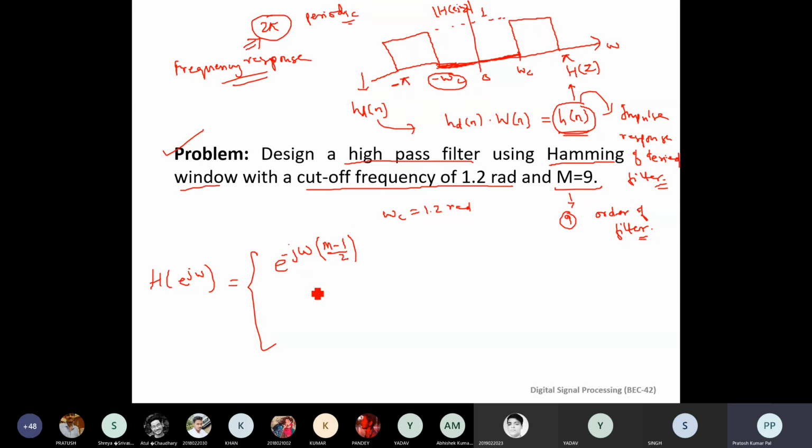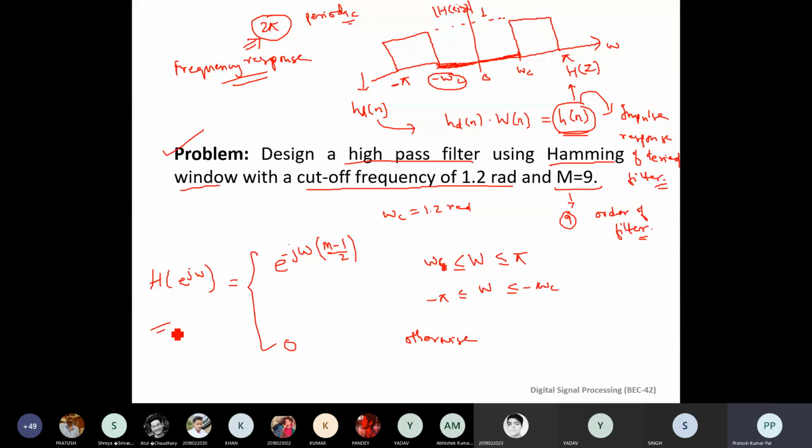Its magnitude is 1, and this is defined when the frequency is ranging between omega c to pi. If this is the frequency range, then this will be the magnitude. Similarly, if the frequency on the negative side is ranging between minus omega c to minus pi, this will be the case. Otherwise, it will be 0.